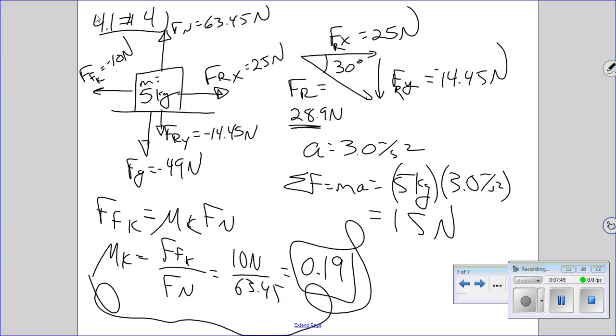Finally, number 5 was literally just vector addition.